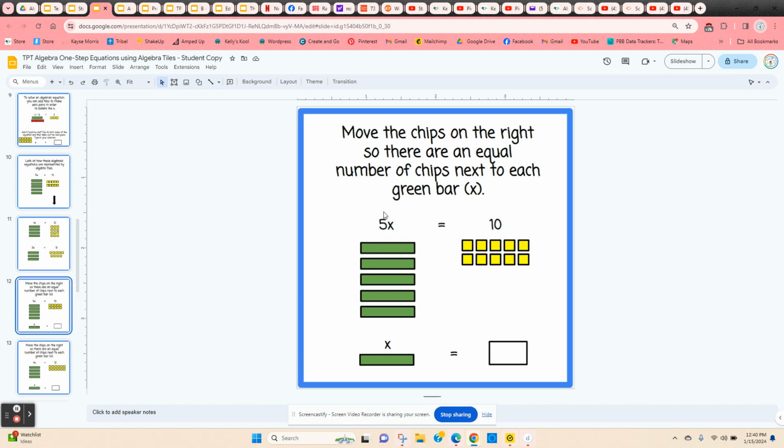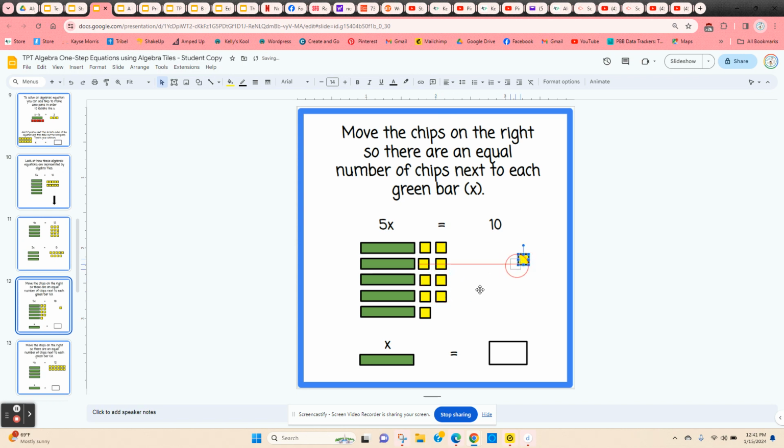Okay, we want to divide. So we want to isolate the x. So we've got 5x equals 10. So we have to take these 10 tiles and we've got to divide them evenly between these 5 x tiles. We divide them up evenly. Then we're going to end up with 2. Each x tile is going to equal 2. And so that's our answer. X equals 2.